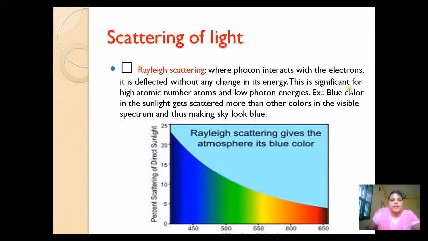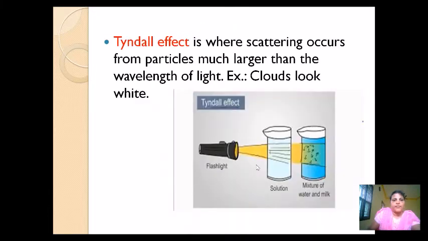This is significant for high atomic number atoms and low photon energies. For example, blue color in the visible light gets scattered more than other colors in the visible spectrum. So, the sky appears blue for us. So this is the case of Rayleigh scattering, and the scattering power is proportional to 1 by lambda power 4.